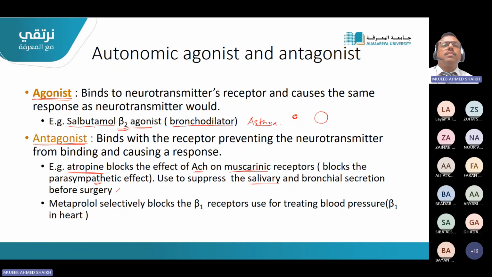Why is it given? It is given before surgery when the person is unconscious, so his saliva should not go into the lungs to cause pneumonia. That's why we have to decrease the salivary secretion by giving a drug which is antagonistic to the muscarinic receptor. Similarly, another drug, metoprolol, blocks the beta-1 receptor activity. That's why it is given for decreasing the blood pressure.